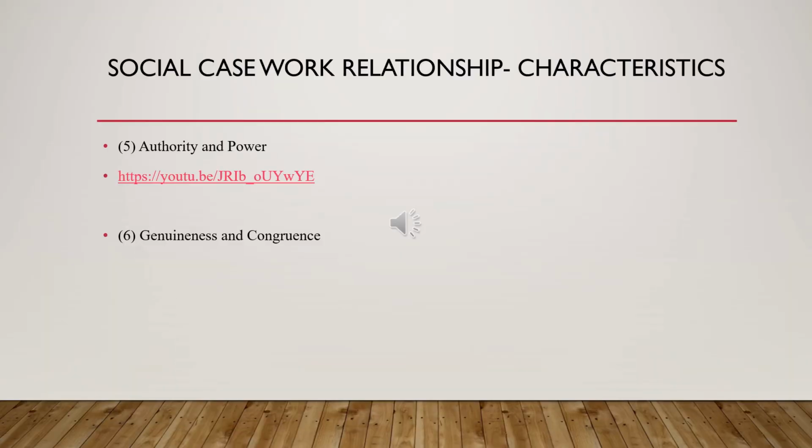The next characteristic is authority or power. This is also related to the principle of self-determination. In the West, social caseworkers have a lot of power. They can use their power to take away children from families and place them in foster care. They also use their power to control allowances of people who are in probation or parole.